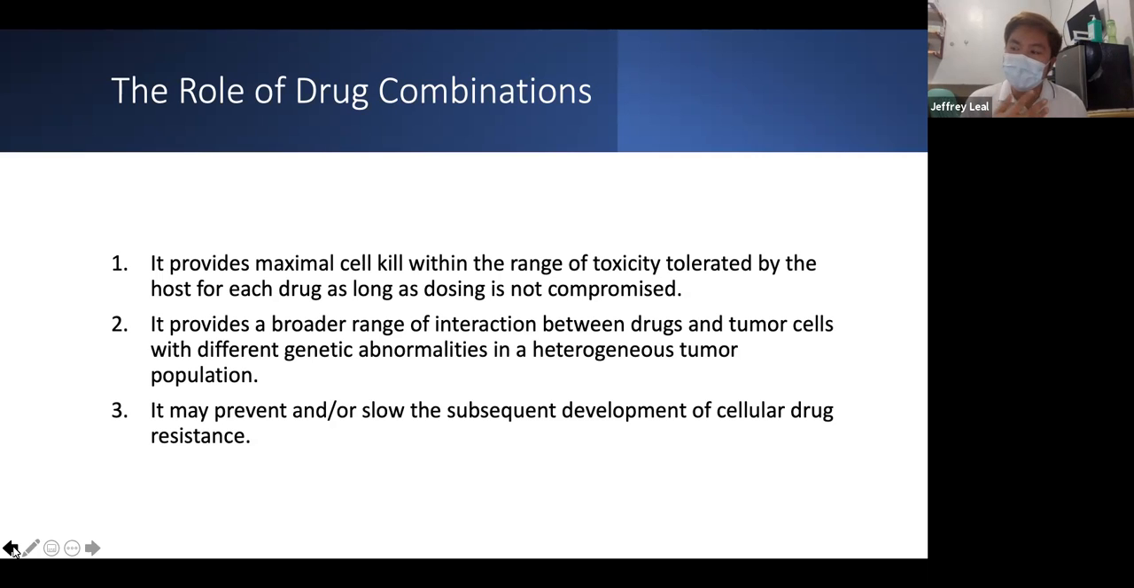So, except for Burkitt's lymphoma and choriocarcinoma, where a single drug is used, what is done now is drug combination. So different anti-cancer agents are combined to cure a specific cancer. Okay, so the role of drug combination is that it will provide a maximal kill for the cancer cells. It also provides a broader range of interaction between the drugs and the tumor cells, and it will prevent or slow the subsequent development of cellular drug resistance.